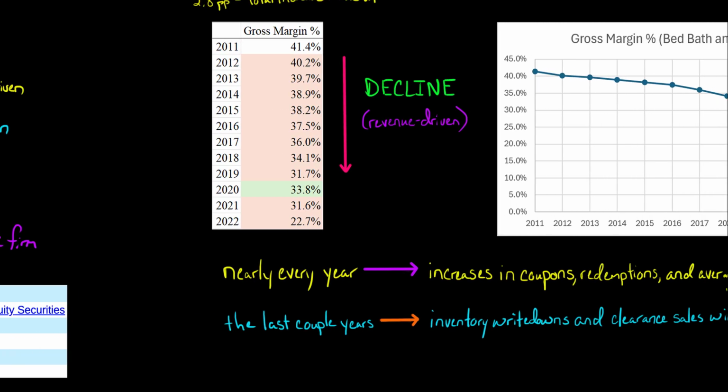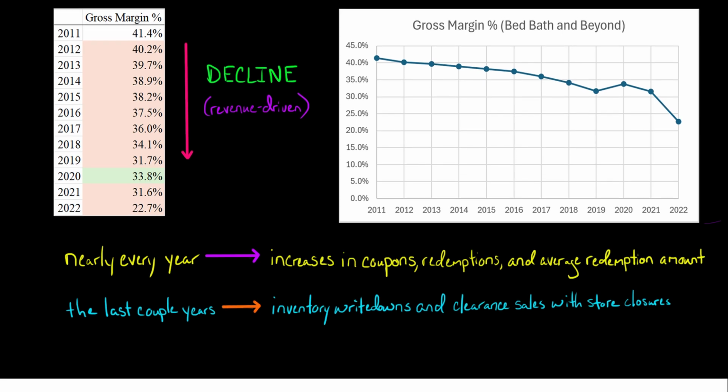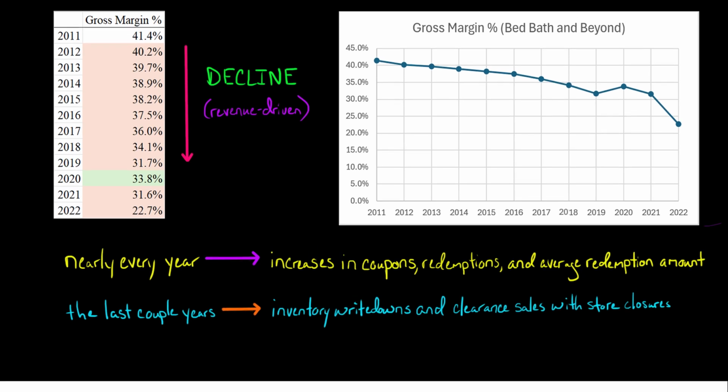I collected data and then read the MD&A to see why the gross margin percentage went up or down. We're going to start with the company Bed Bath & Beyond. I collected data from 2011 to 2022. And so we've got the gross margin percentage. It was actually very high for a retailer back in 2011, at 41.4%.